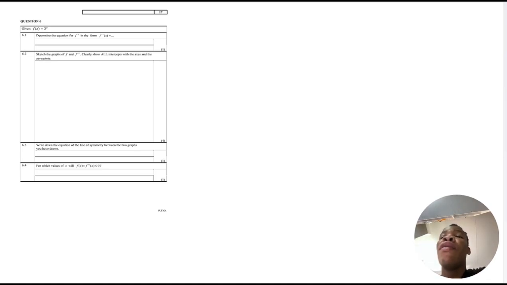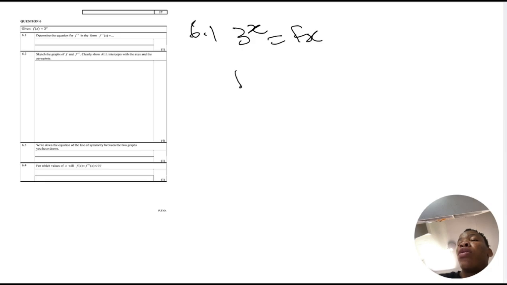Question 6. They are saying given f of x is equal to 3 to the power of x, determine the f to the power -1 in the form y. They want the inverse, they want the inverse of 3 to the power x. So the f inverse of x, remember what we're given here, they want us to give them the inverse of this graph.